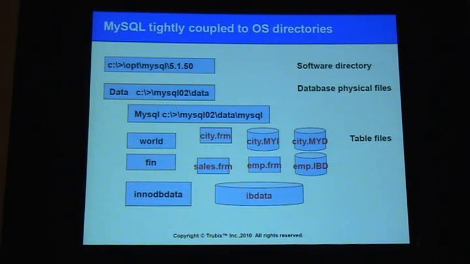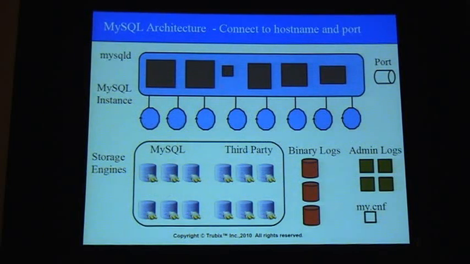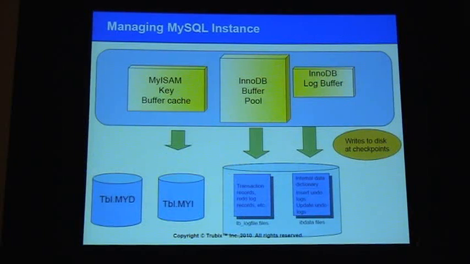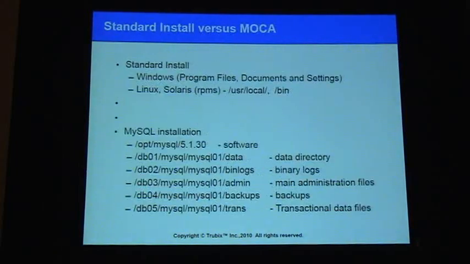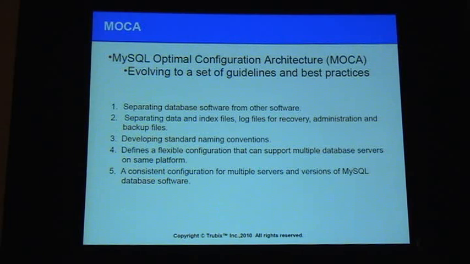I created something called MOCA. I wanted to call it DOCA for George's Optimal Configuration Architecture, but I thought, I probably shouldn't do that. So I went the whole Java coffee thing, and I called it MOCA for the MySQL Optimal Configuration Architecture. And basically what it is, it really just takes a look at best practices on how you should lay out a database server. And it's very similar to OFA.